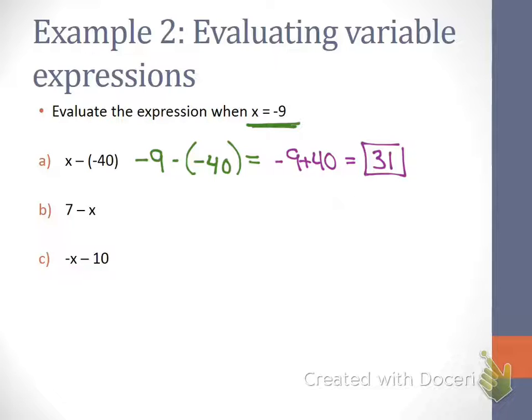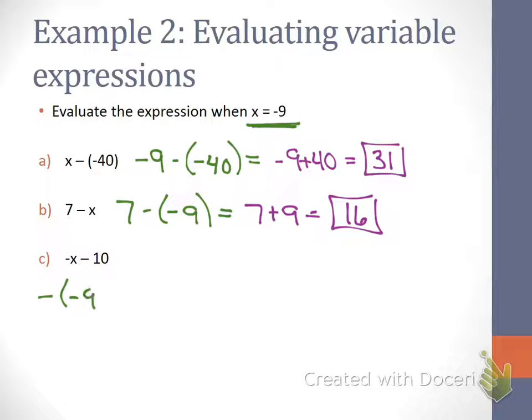All right, so on the second one, most of you guys got this one. I've got 7 minus negative 9. What happens to my double negative? Changes to a positive. 7 plus 9 is 16. All right, here's what tripped y'all up. On the last one, on C, there is already a negative x. So when you plug in a negative 9, that is a double negative minus 10. So now double negative changes to a positive. 9 minus 10 is negative 1. Negative 1. Okay, you see that?